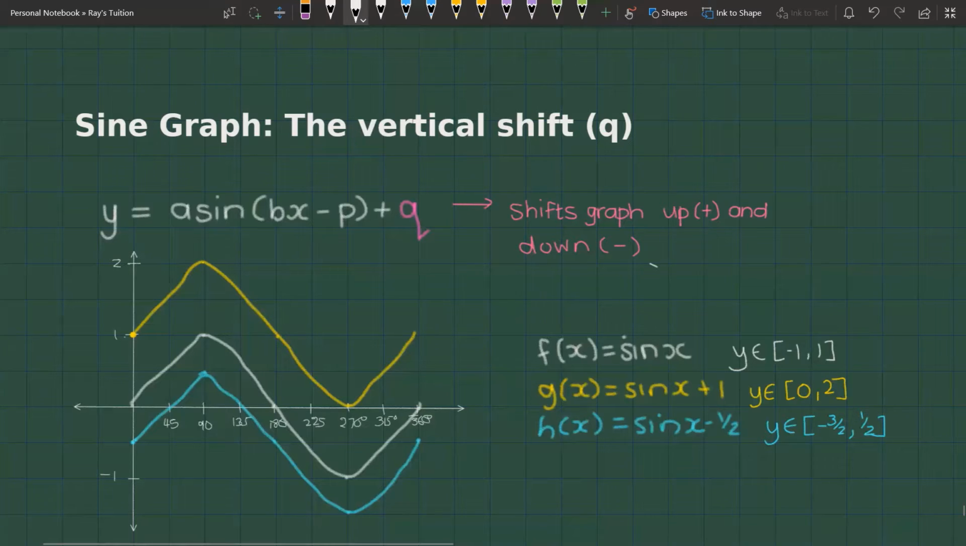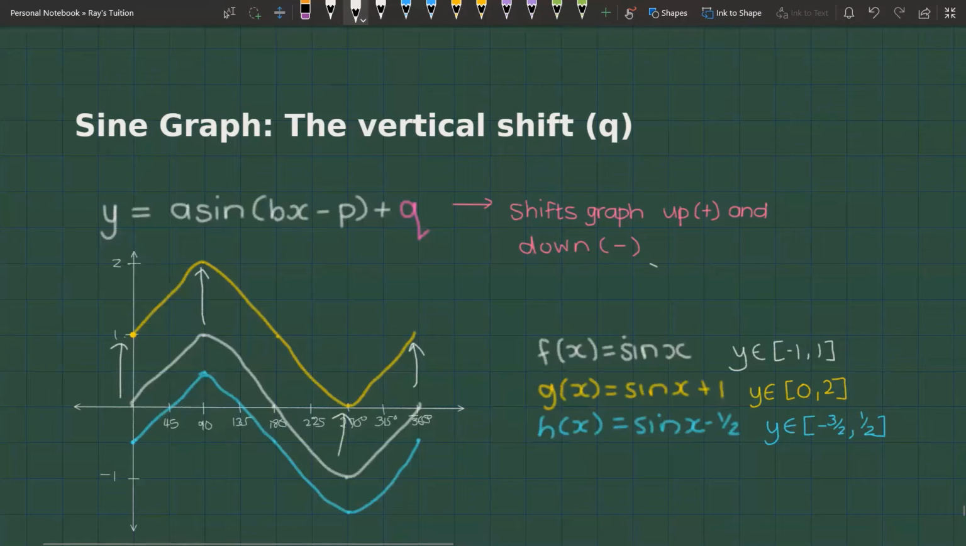So what we have over here are three graphs. The one white graph is our unshifted normal sine graph, which has the equation y is equal to sine x. Its range goes from -1 to 1, as we spoke about in the previous videos. Then what we have is sine x plus 1. This has been shifted 1 unit up. So you'll notice that each point of the white graph has been shifted 1 unit up. And that is how we get sine x plus 1.